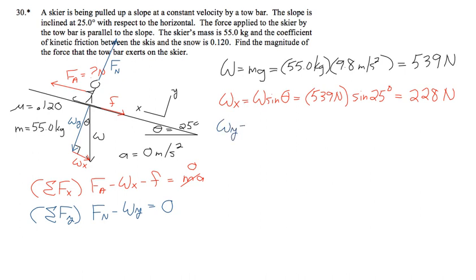So Wy is going to be W times the cosine of theta, because Wy is the adjacent side of this triangle. So we're going to have 539 newtons times the cosine of 25 degrees. Now that number should be bigger than the other one, because if I look at the picture, my blue arrow is bigger than my red arrow, because I did draw it pretty much to scale. That's about a 25-degree angle. So this should be a much bigger number. And what do we have for that?